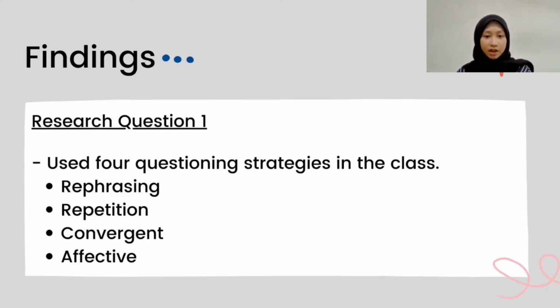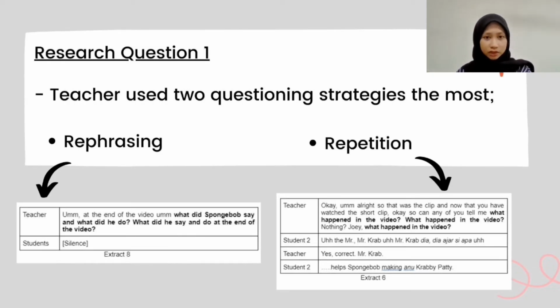Moving on to the findings, for research question 1, based on the two classroom observations made, the findings showed that the teacher used four different questioning strategies that were rephrasing, repetition, conversion, and affective. However, she tended to mostly use two questioning strategies, which were rephrasing and repetition. These two strategies had helped her to obtain students' verbal responses, as rephrasing and repeating the questions had enabled the students to understand the questions that were being asked. These are some extracts to show how she used the two strategies.